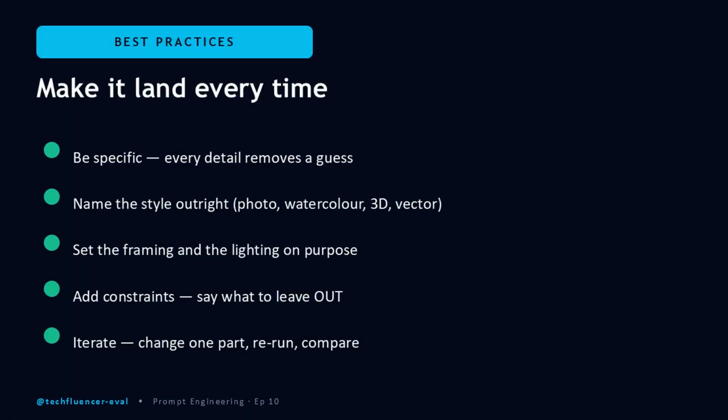So how do you make it land every time? Be specific, because every detail you add removes a guess. Name the style out loud. Do not make it wonder. Choose your framing and your lighting on purpose. Add constraints. Actually say what you do not want. And iterate. Change one part, run it again, and compare. That loop is the real skill.